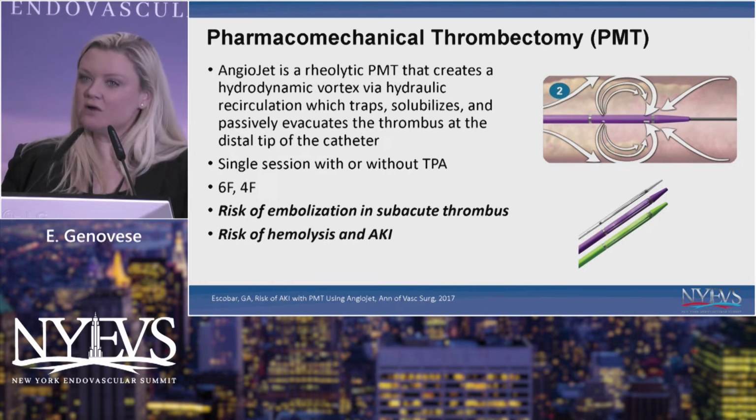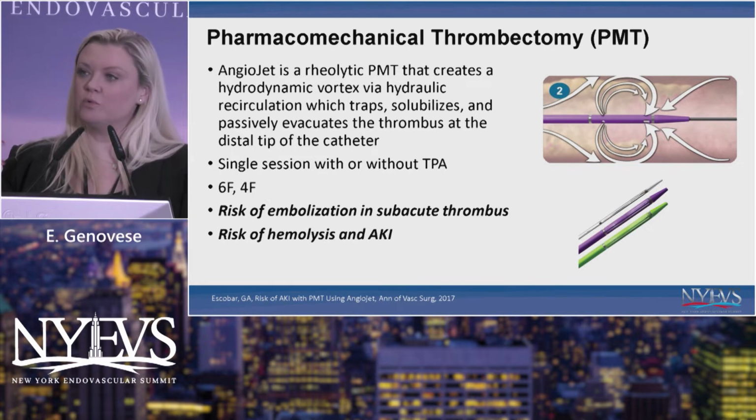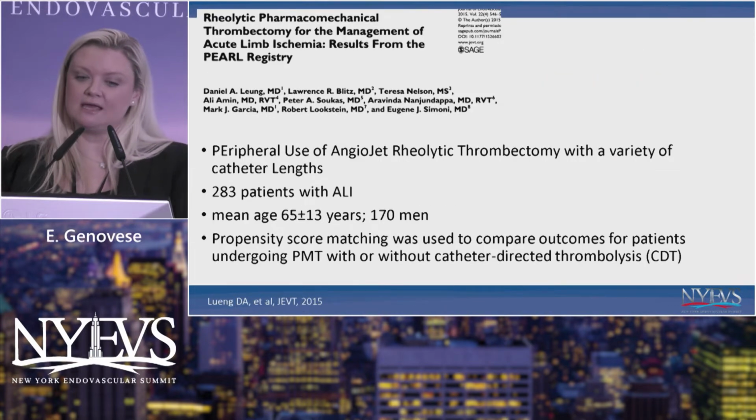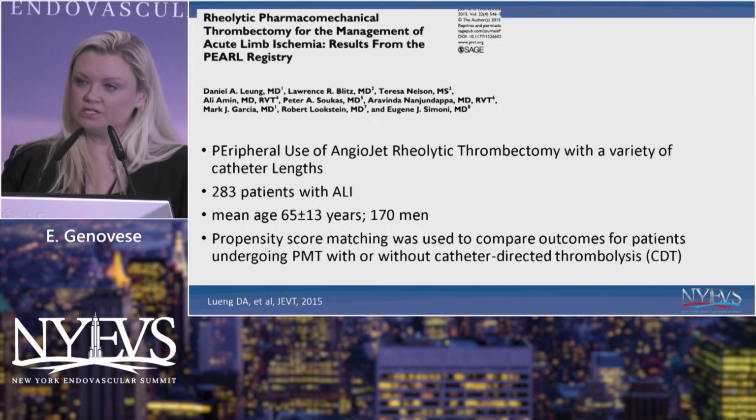The things that you've got to be careful with, though, is that if you have more subacute thrombus that can't be solubilized, it can actually embolize, and there's also a risk of acute kidney injury secondary to the hemolysis. The PEARL registry is a registry of about 300 patients with acute limb ischemia treated with AngioJet.